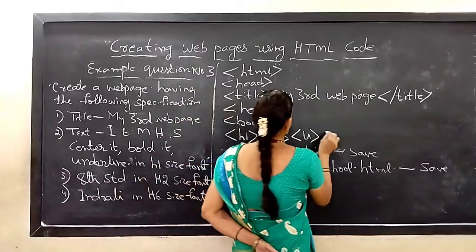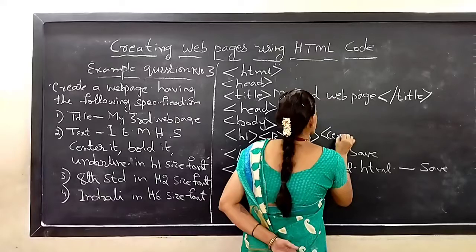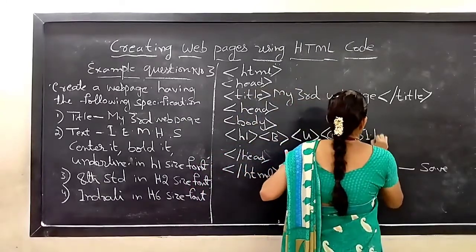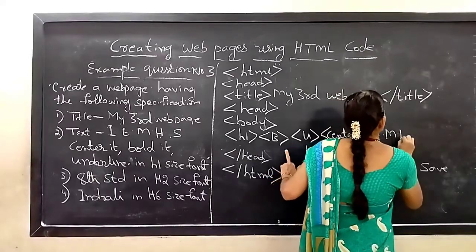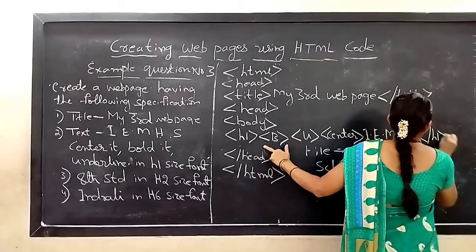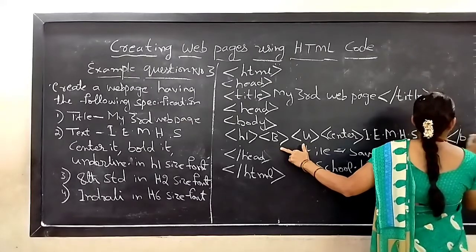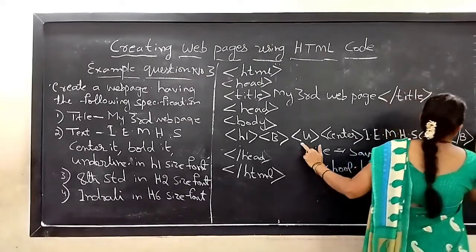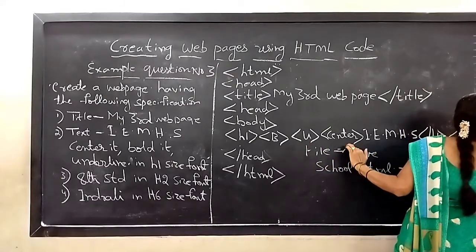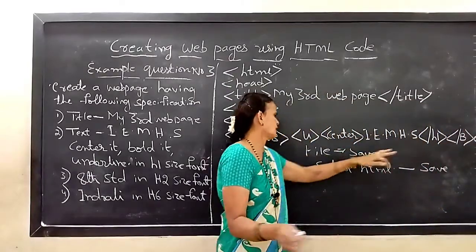Okay, for underline you give U. Again you can write CENTER, and write your school name in the middle, IMHS school name. Whatever you started should be closed: /H1, then /B, or what we started, underline, /underline, again center. That should be closed with the forward slash symbol.